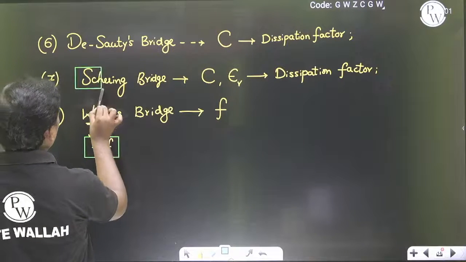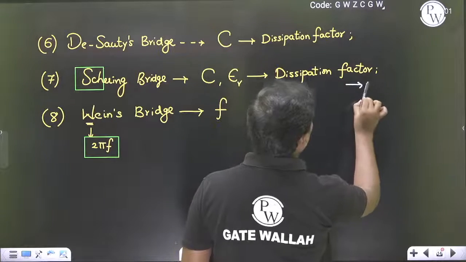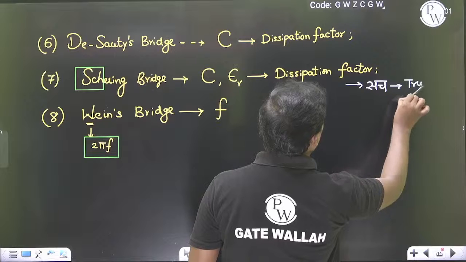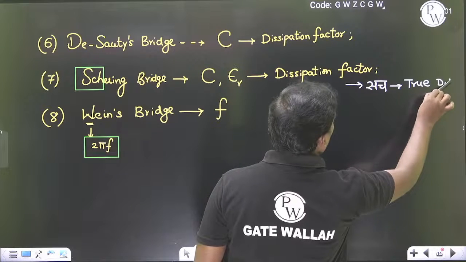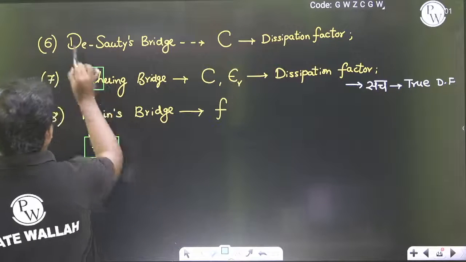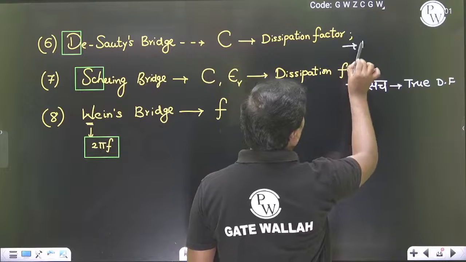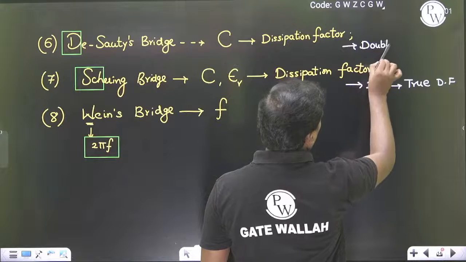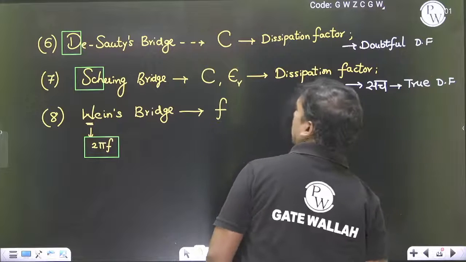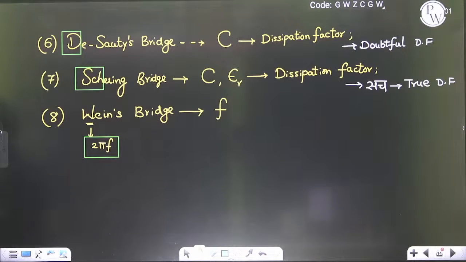In Schering, Sure, so it gives you the true dissipation factor measurement, no dilemma. In De Sauty we have D for doubtful, not accurate. So these are the ways you can remember: doubtful dissipation factor, double capacitors are present. Excellent, Rafsan. Superb.